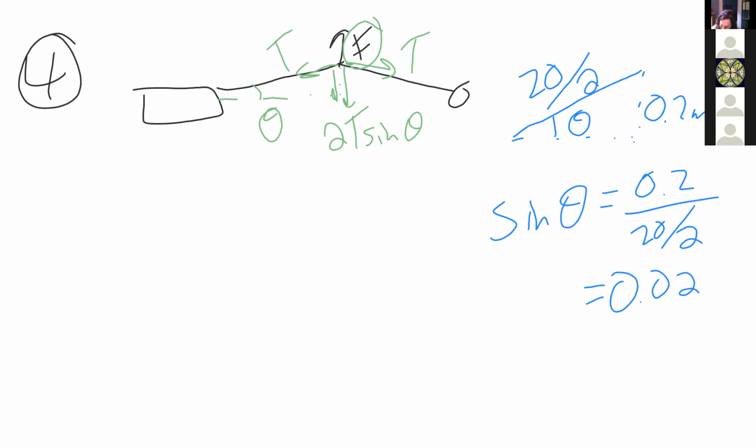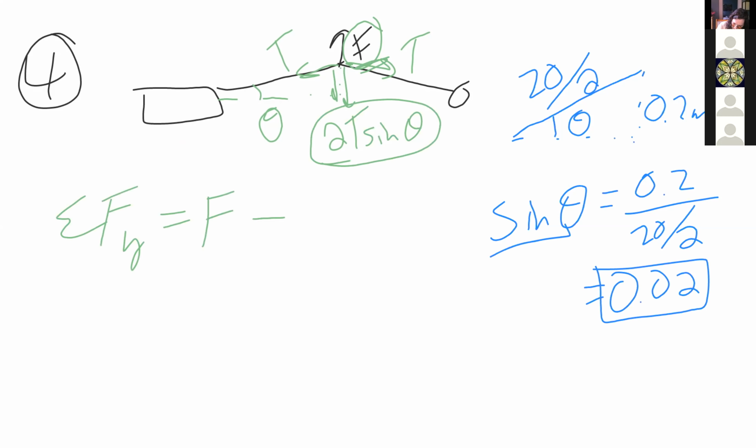You can check my work if you want. Point is that we just need a value for this ratio because this is the sine theta. So then when we go to sum the forces in the y direction about that point, upward we have the applied force F, minus downward we have 2T sine theta. And since we are in equilibrium, this will be equal to 0. And then we just solve from here.